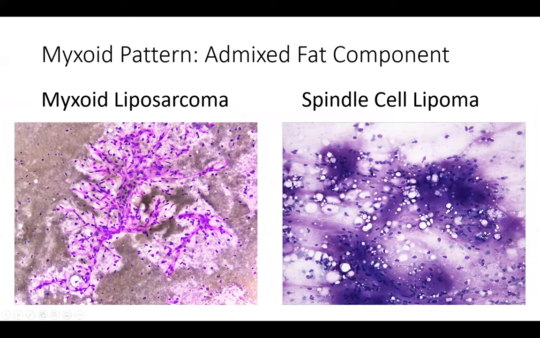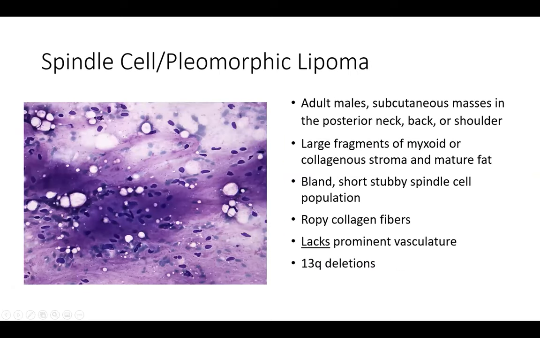So we just talked about the features of myxoid liposarcoma. There's another fatty tumor to consider in a prominent myxoid tumor, and that's spindle cell lipoma. You can already see in these two comparisons that spindle cell lipoma has some similarities: large myxoid stromal fragments in which there's a fatty component embedded within them, as well as a uniform ovoid to spindle cell population. However, there isn't a prominent vascular pattern here. These also have a very particular clinicopathologic presentation, where they will typically present in adult males as subcutaneous masses in the posterior neck, back, or shoulder, and most cases present in that setting.